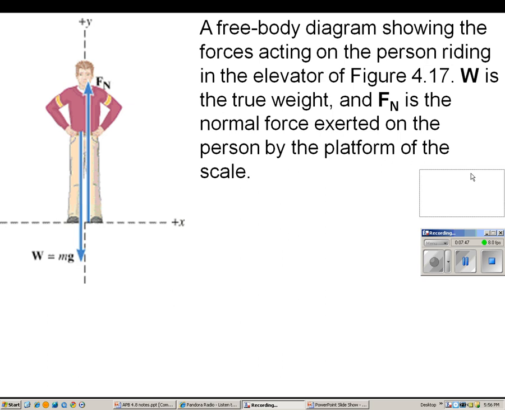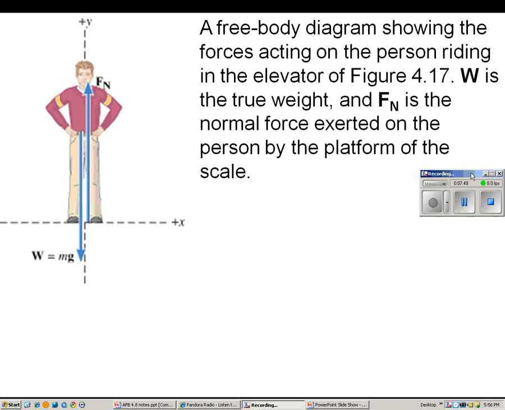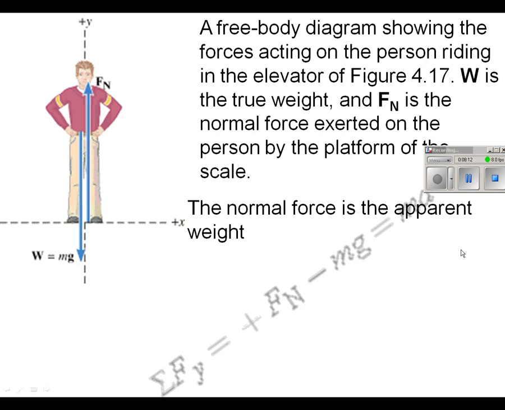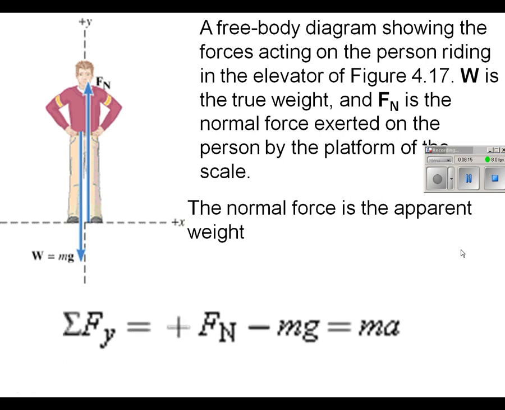Alright, the next thing we want to discuss here is a free body diagram showing the forces acting on the person riding in the elevator of the previous figure. W is the true weight, M times G. Fn is the normal force exerted on the person by the platform of the scale. That's also called the apparent weight. When they ask for the apparent weight, they're asking you to solve for a force. So here's our free body diagram in this case. The normal force is the apparent weight. We just discussed that. And if we do the summation of the forces in the y direction, we get normal force up minus mg down equals our mass times acceleration.